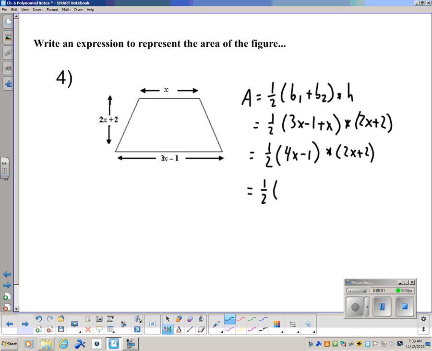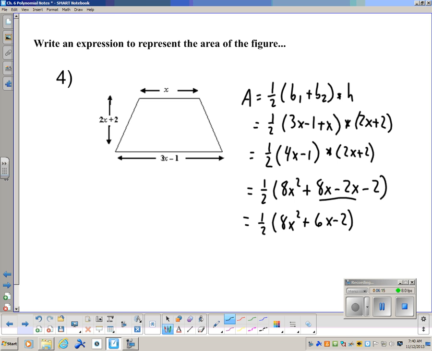So 4x times 2x here is 8x squared. 4x times plus 2 here is plus 8x. Negative 1 times 2x here is minus 2x. And then my last term is negative 1 times 2 here is a minus 2. I'm going to go ahead and combine my middle terms here. Combining my middle terms there, I get plus 6x.